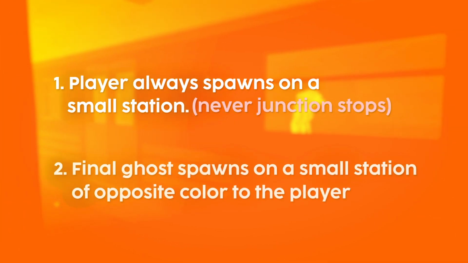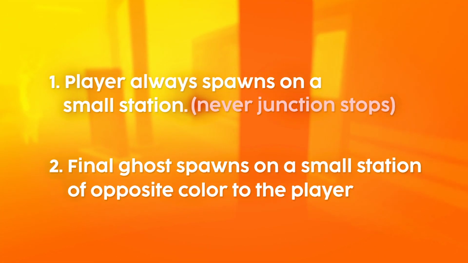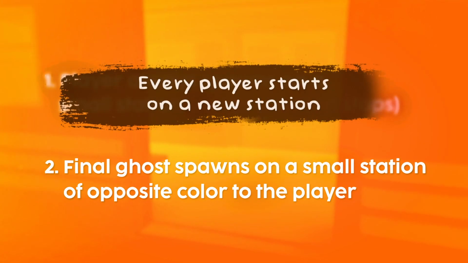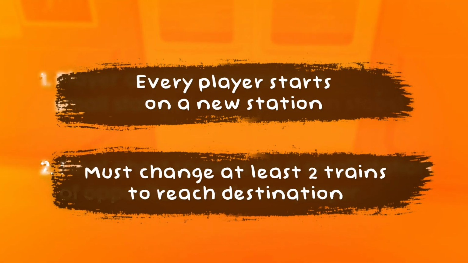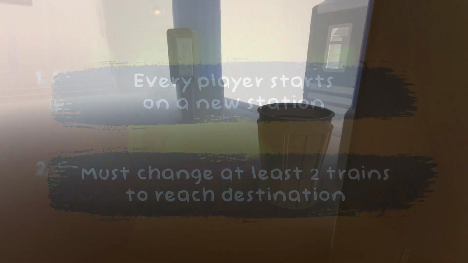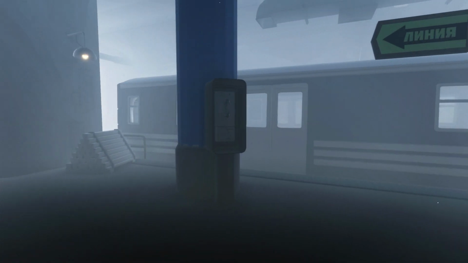First, the player will always spawn on a randomly colored small station. That means that they will never spawn in a junction station. And second, the final ghost will always spawn on one of the small stations that does not intersect with the player's line color. These 2 simple rules ensure that every player starts on a new station and they have to change at least 2 trains at a major junction stop in order to reach their destination. This seems to satisfy the complexity and difficulty requirements I was going for in a purely procedural way.